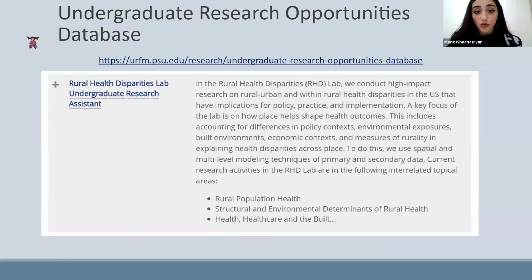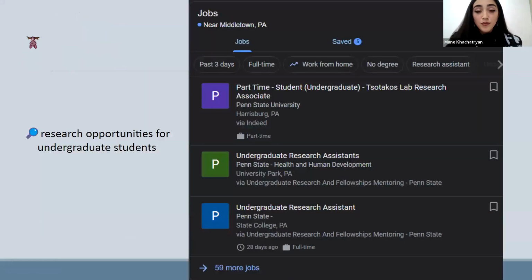You can click on it and it'll give you more information, like the campus, whether it's for credit, whether it's paid, the time commitment, and so forth. So the URFM database is a great resource. Other than that, just literally look up the words research opportunities for undergraduate students.